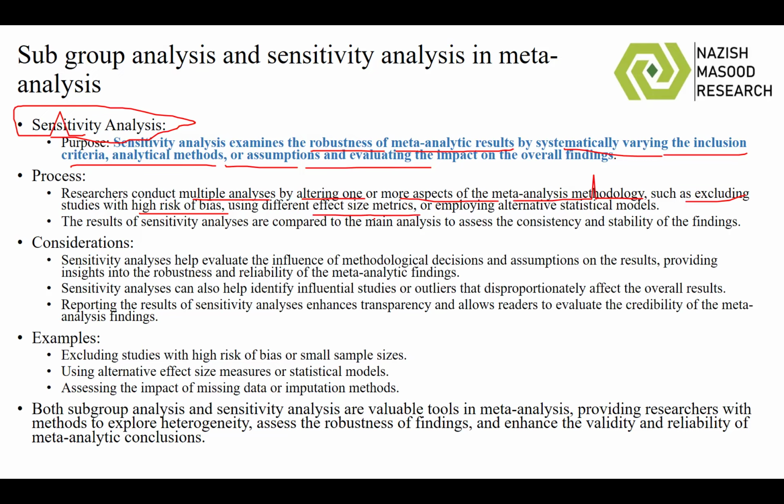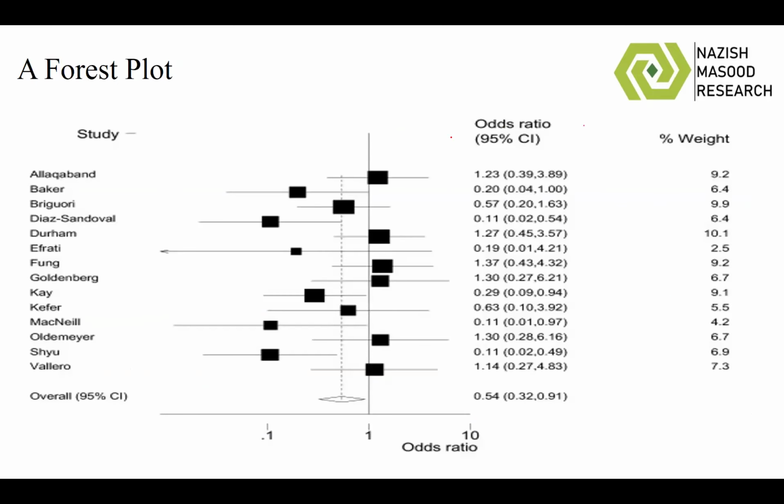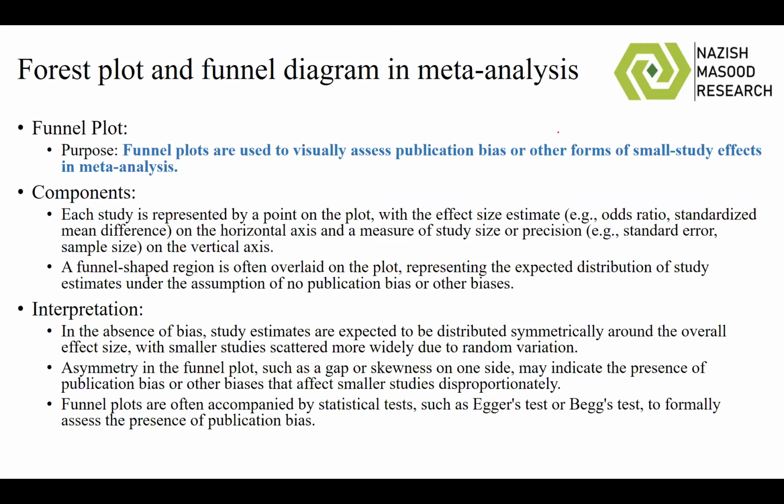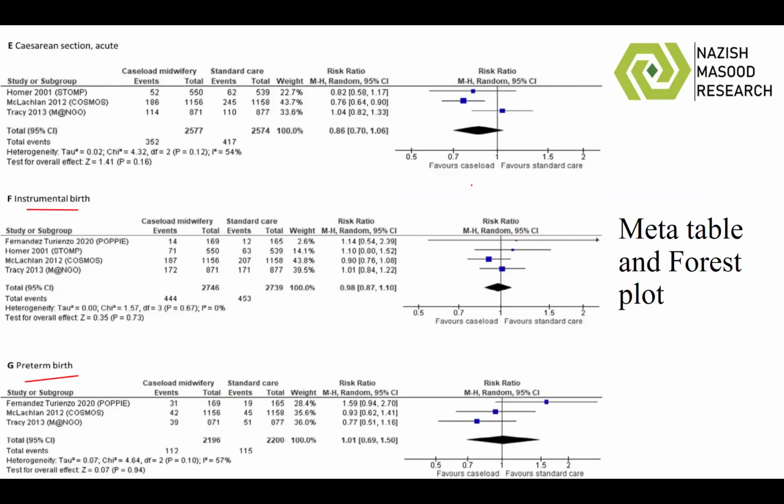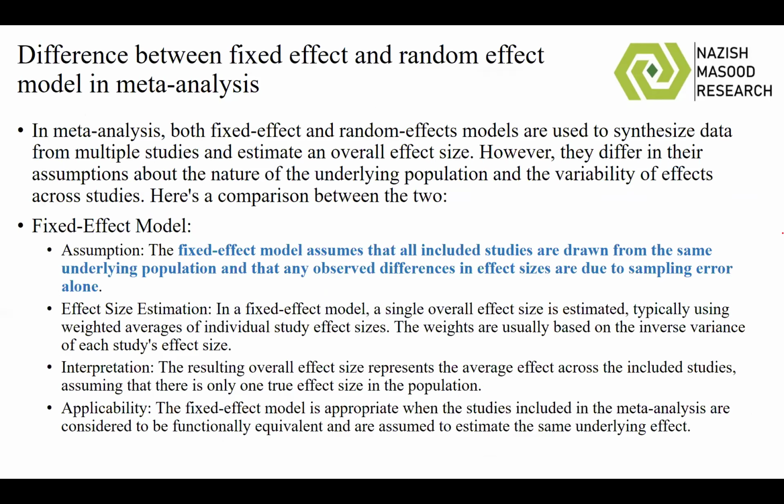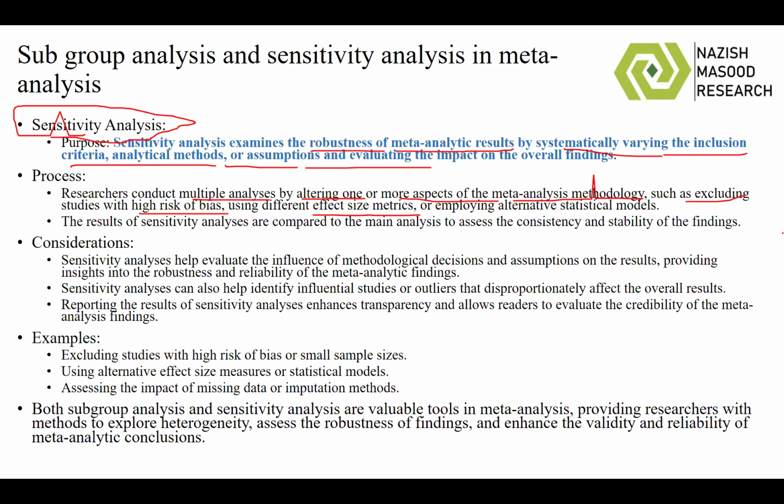effect size metrics. For example, here the researcher is using odds ratio. In our case, the researcher is only using risk ratio. What if the researcher changed this to mean difference? Or maybe changes this to odds ratio. Obviously, for that, he would have to calculate all these things for individual studies as well, but that gives you more sensitivity, more understanding. The results of sensitivity analysis are compared to the main analysis to assess the consistency and the stability of the findings.